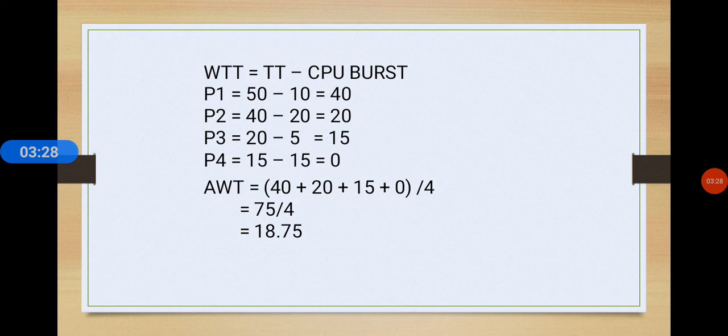To get the average waiting time, we're going to add P1, P2, P3, and P4 and then divide it by 4. So we have 75 divided by 4, and the average waiting time is 18.75.